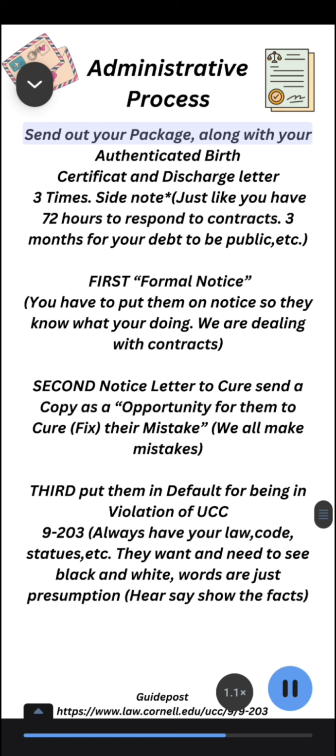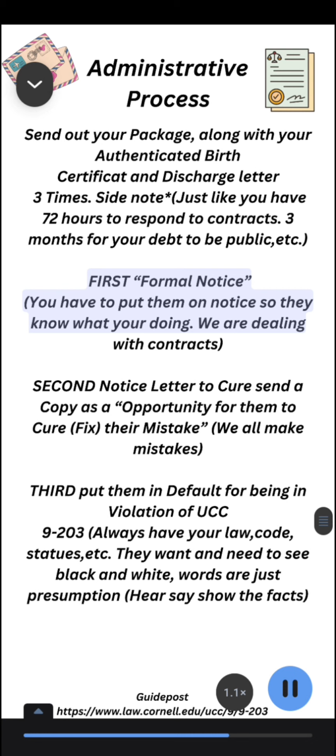Google for full document. Send out your package, along with your authenticated birth certificate and discharge letter, 3 times. Side note: just like you have 72 hours to respond to contracts, 3 months for your debt to be public, etc.